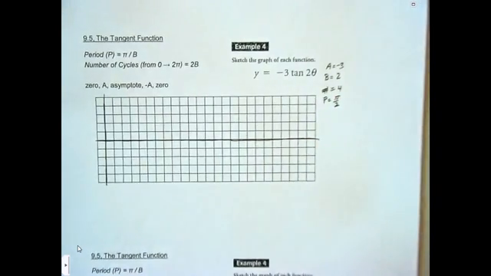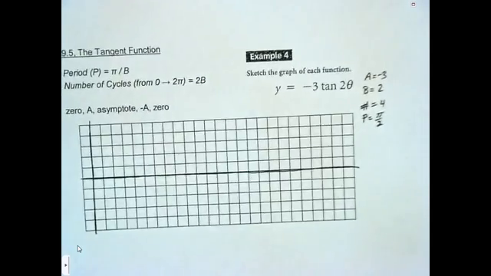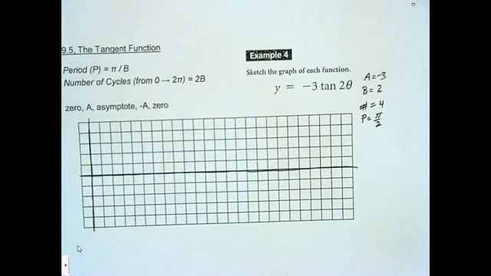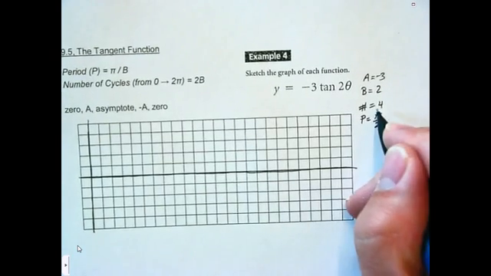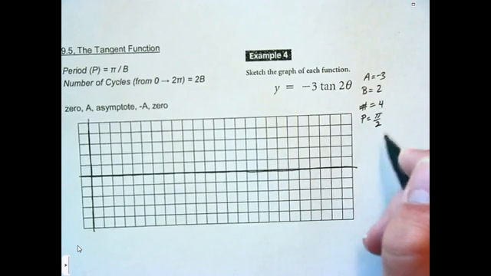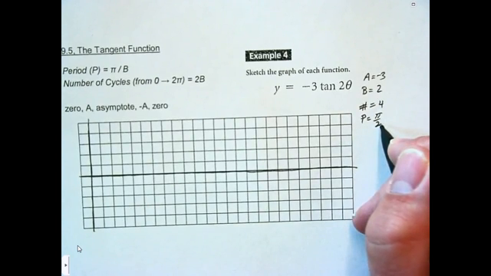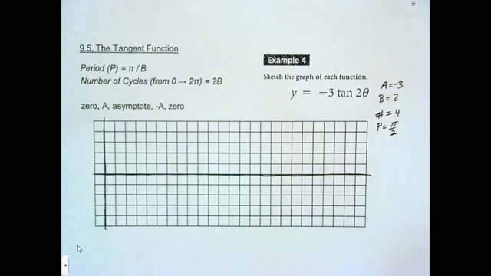Okay, how many got the correct piece up here? A, B, number of cycles, and period. Remember, number of cycles is 2b, so 2 times 2. Quiet, please. Period is pi over b, or pi over 2. Okay, so we're starting here.